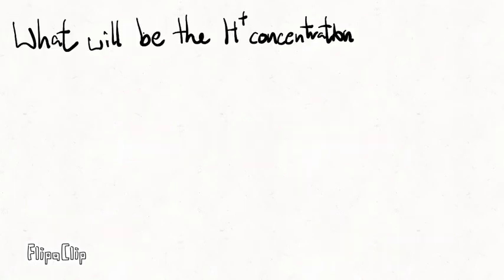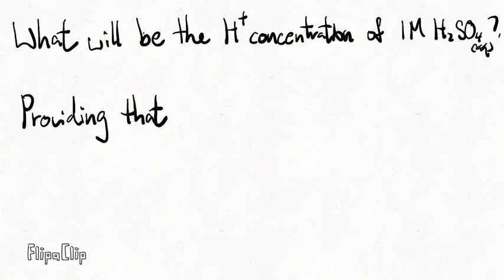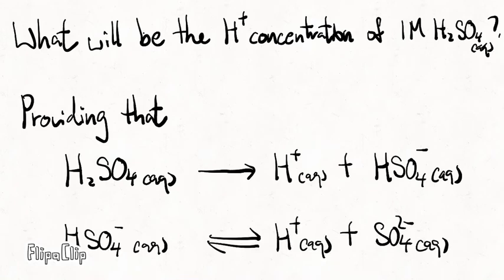Finally, here's a question to test how much you understand about strength. What will be the hydrogen ion concentration of 1 M sulfuric acid according to the equation provided? Will the concentration of hydrogen ion be equal to 1 M, smaller than 1 M, or larger than 1 M?